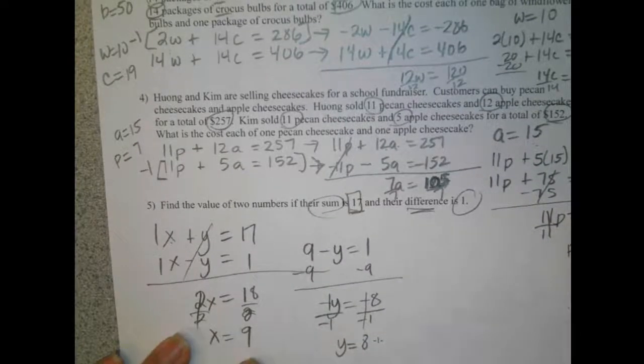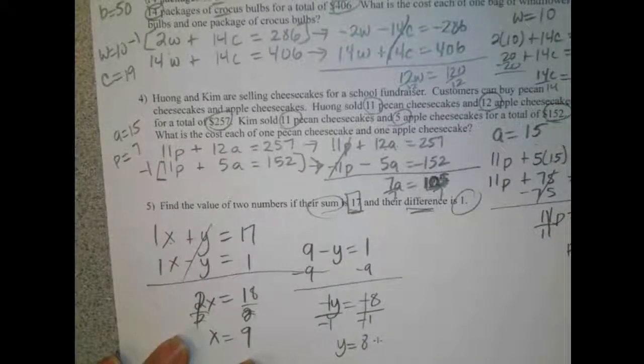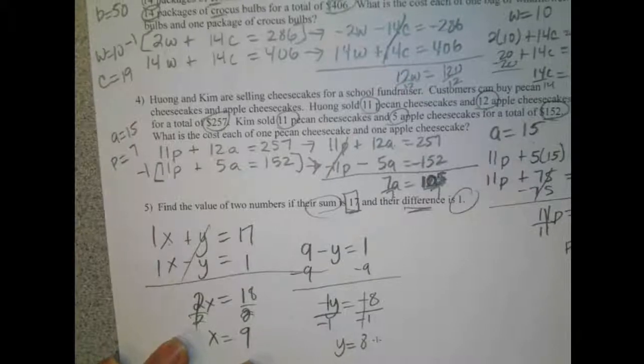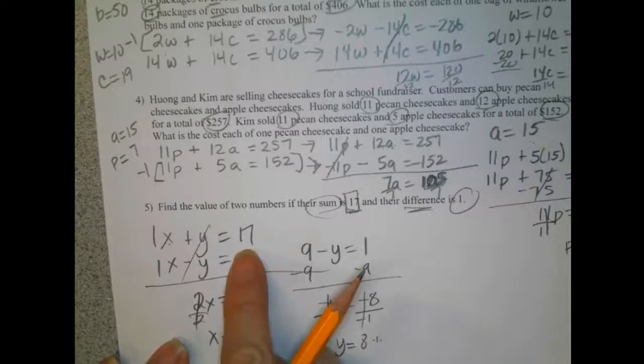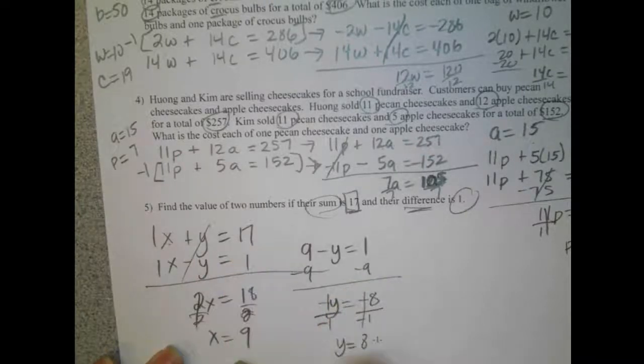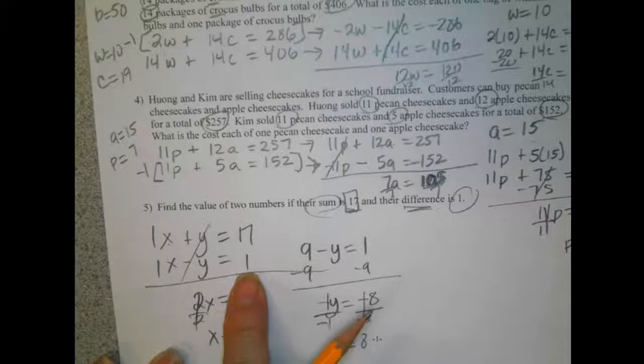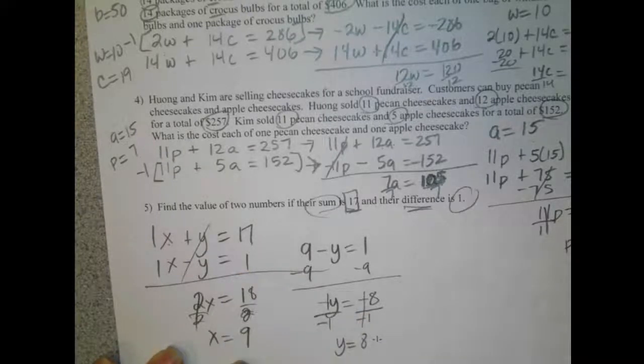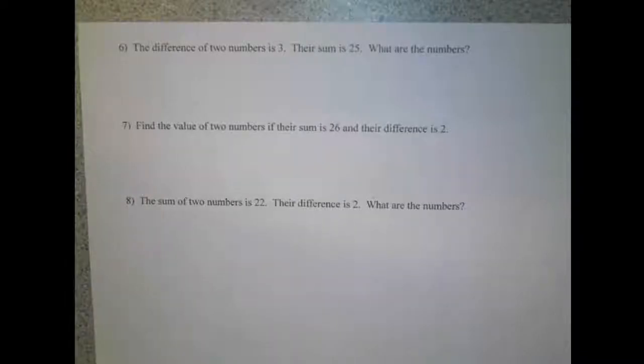So my numbers are 9 and 8. Does that work? What's 9 plus 8? 17, right? What is 9 minus 8? 1. So it works, right? All right, so I want you guys to work on number 6 right now. Exactly like I just did number 5, you guys do number 6.